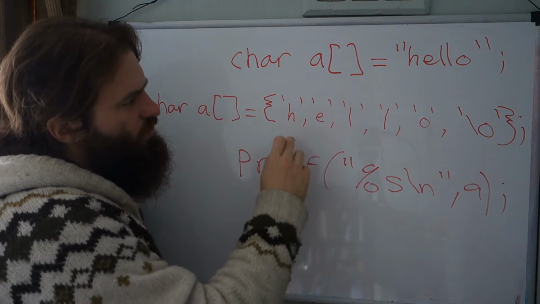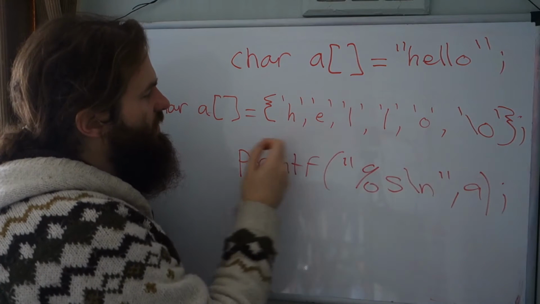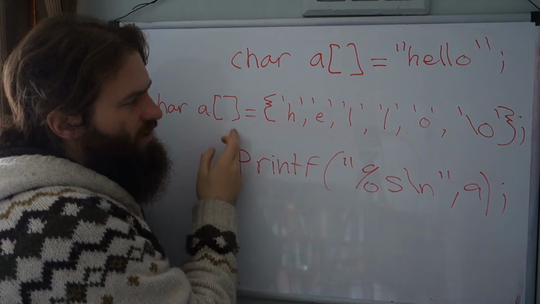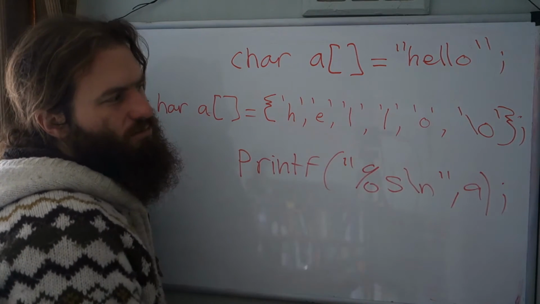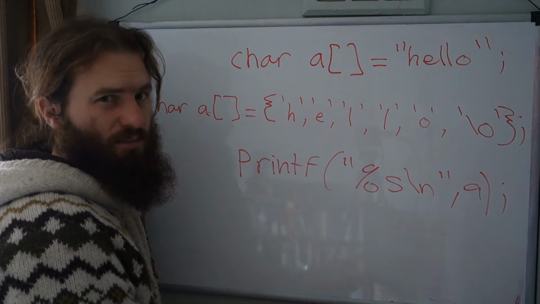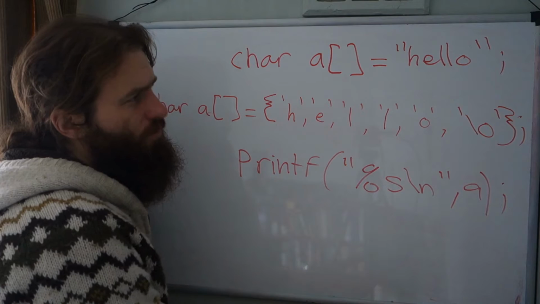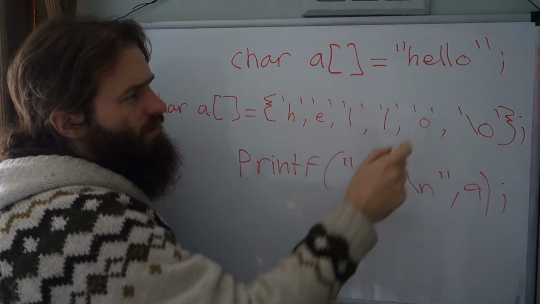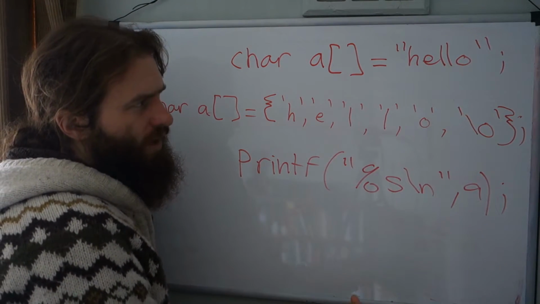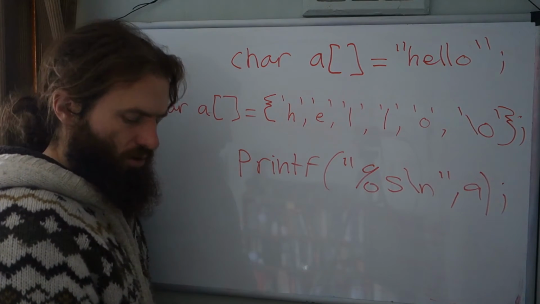But you don't have to explicitly declare a character array like this, because it'd be a real pain to have to do that every time. Whereas just putting it in quotes like that is much easier, and it will put that null terminating byte in for you.